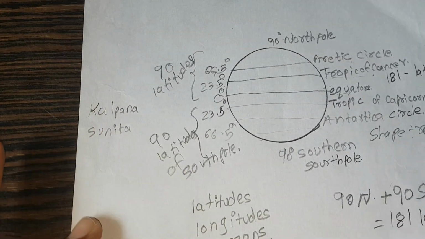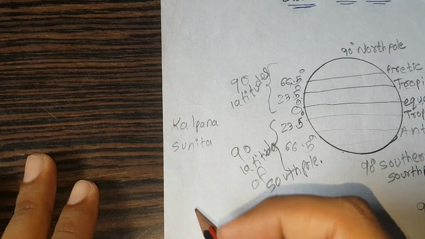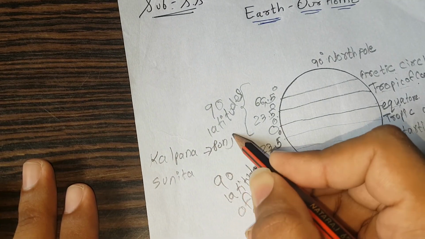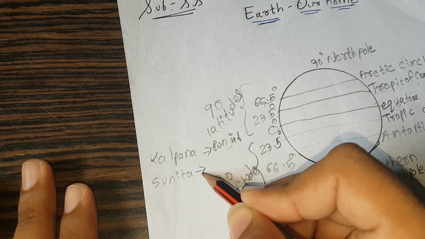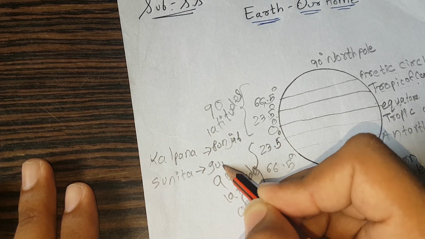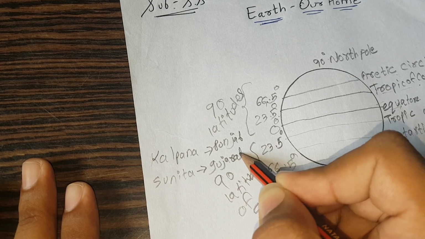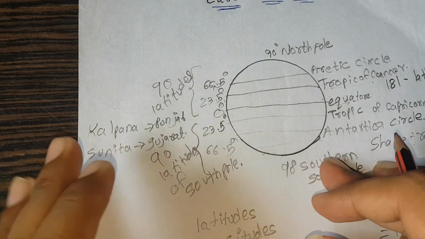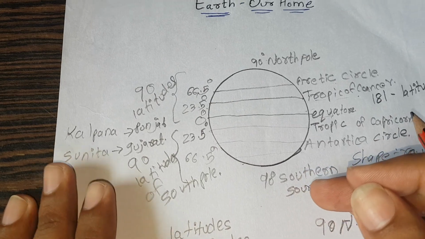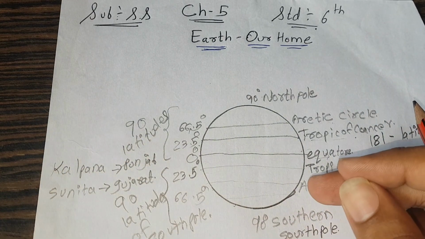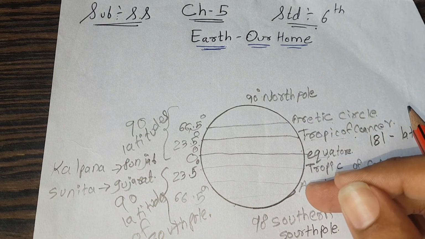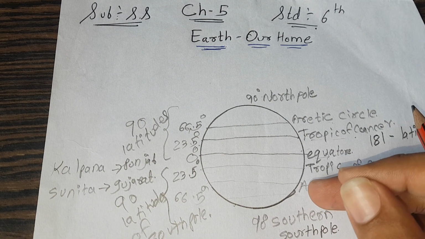It is very amazing to know that Kalpana Chawla is from Punjab and Sunita Williams is from Gujarat. Like that, different scientists like Rajesh Sharma and many other Indian scientists went to the moon, captured the image of the Earth and sent it to the Earth.